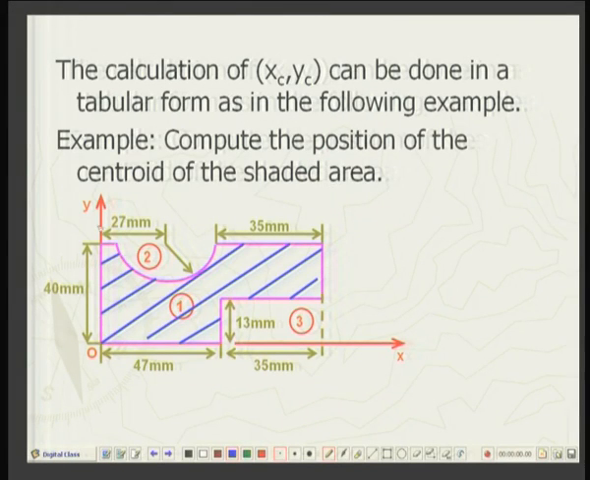Here is a composite area. What it consists of, you can say that there is an outside rectangle of side 40 mm in one direction and 47 plus 35, that is 82 mm in the perpendicular direction. So, the length is 82 mm, height is 40 mm. Out of this rectangle, a semicircular area has been cut out and a rectangular area has been cut out. So, this hatched area is the final figure for which we want to calculate the centroid.